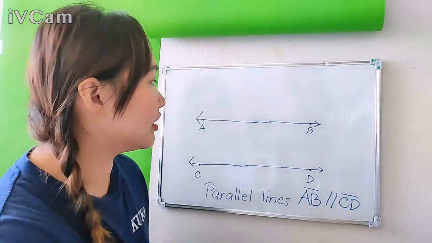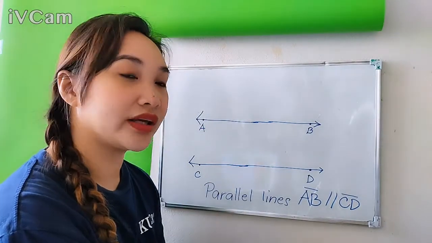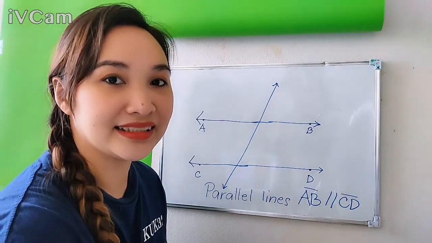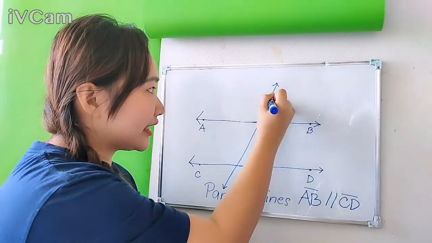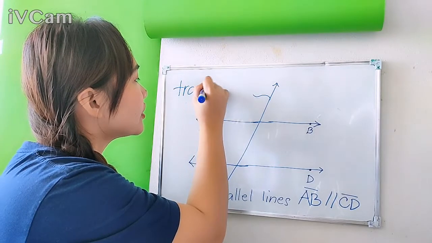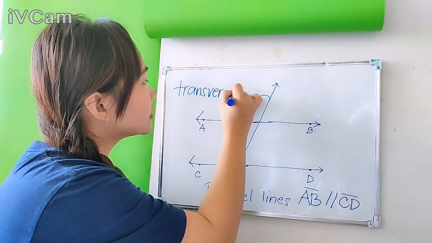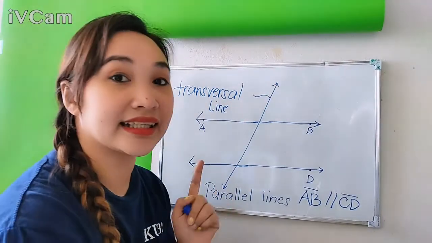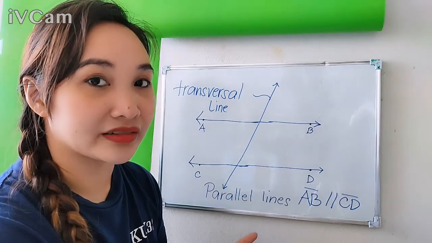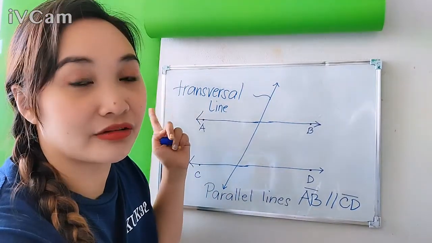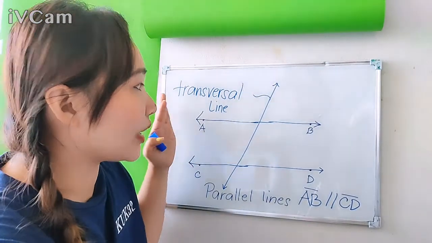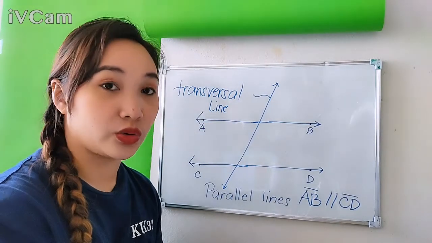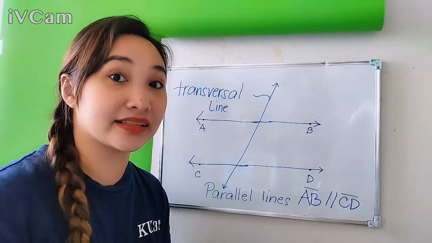Okay, now these two lines, when we cut them with another straight line, what do you call this straight line? That is a transversal. So this line that cuts the two parallel lines is called a transversal line. After cutting the two lines, what have you noticed? We form different angles, right?